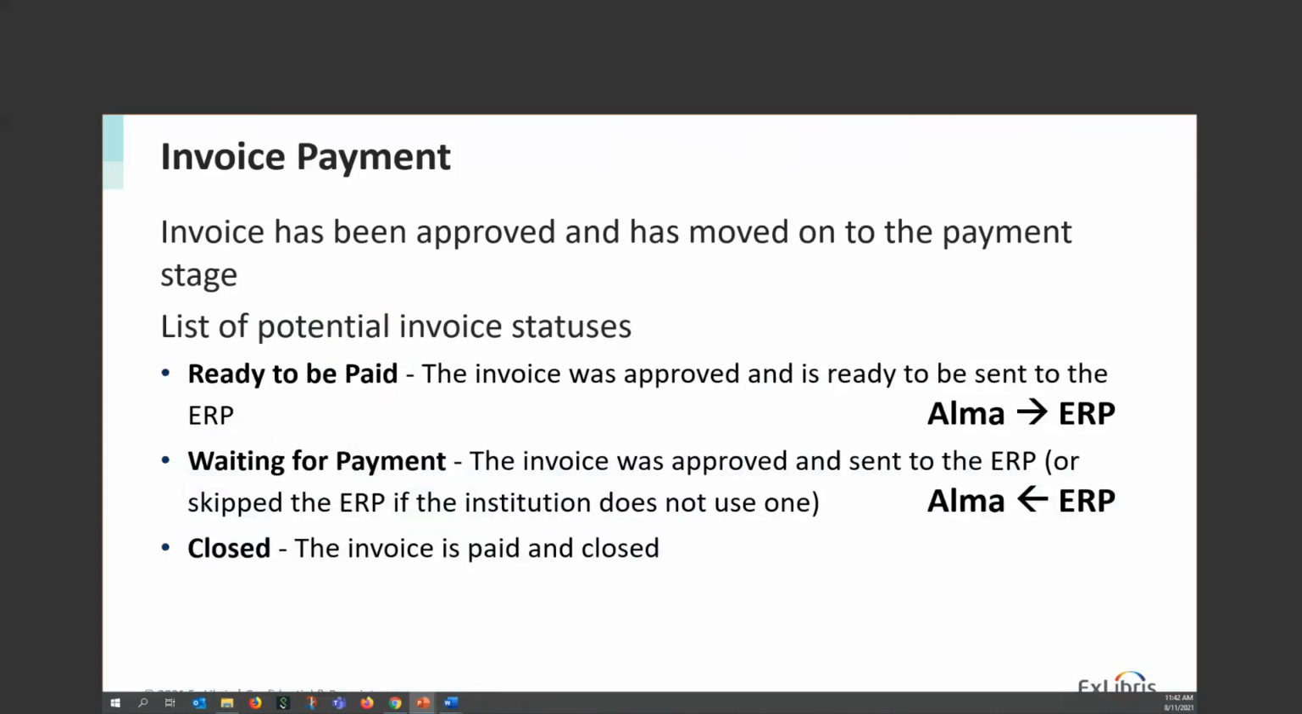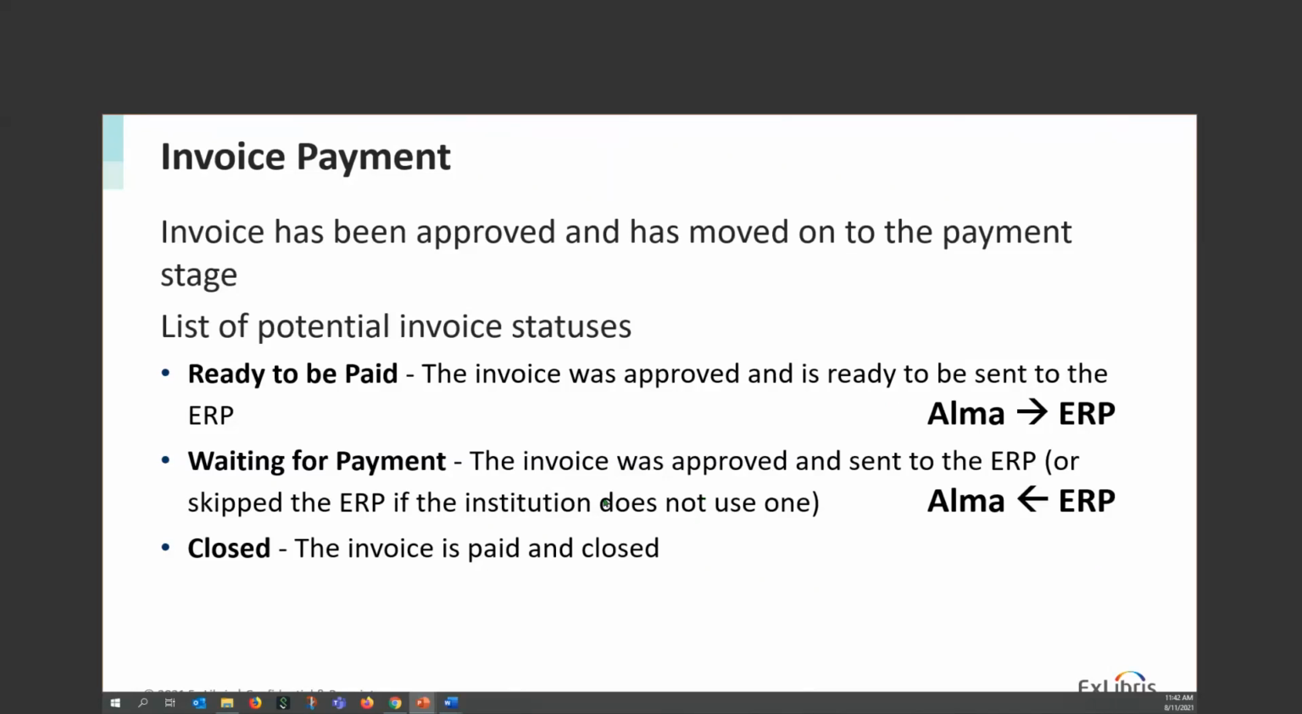So once the invoice has been created, it's past review, it's past approval, it's out the door, essentially. You're done with it in your office. It can have a status of ready to be paid, waiting for payment, or closed. So ready to be paid, if you have that ERP integration, that would be Alma communicating to the ERP, Alma sending the message to them, hey, go cut the check. We have approved it in the library.